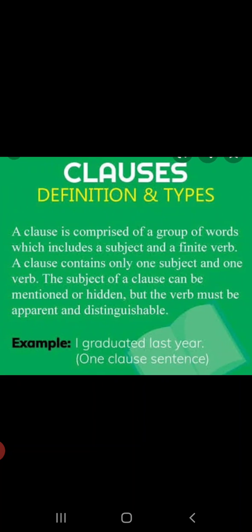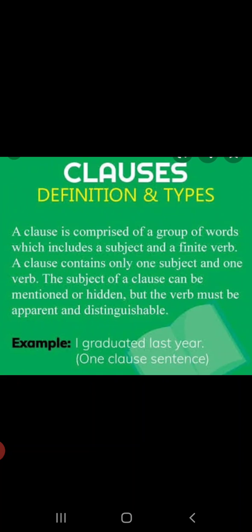A clause is comprised of a group of words which includes a subject and a finite verb. A clause contains only one subject and one verb. The subject of a clause can be mentioned or hidden, but the verb must be apparent and distinguishable.